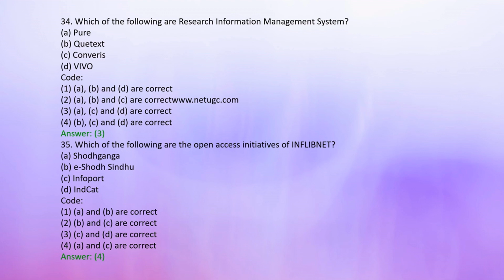Number 35, which of the following are the open access initiatives of INFLIBNET? Option A, Shodhganga. B, e-ShodhSindhu. C, IndCat. And D, Infoport. And correct codes, options are: 1, A and B are correct. 2, B and C are correct. 3, C and D are correct. 4, A and C are correct. Correct answer is 4, A and C are correct.